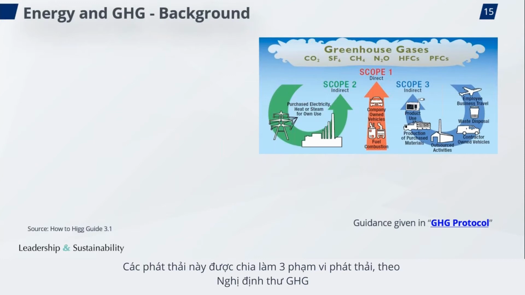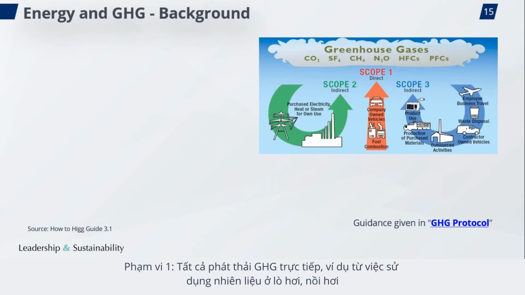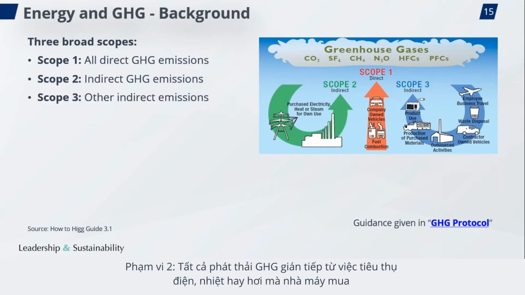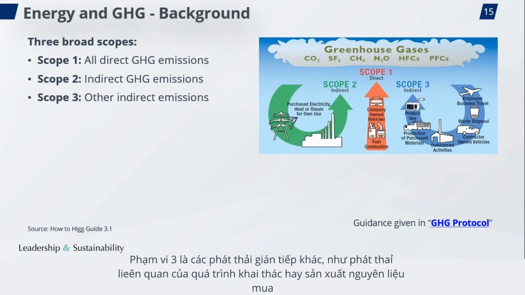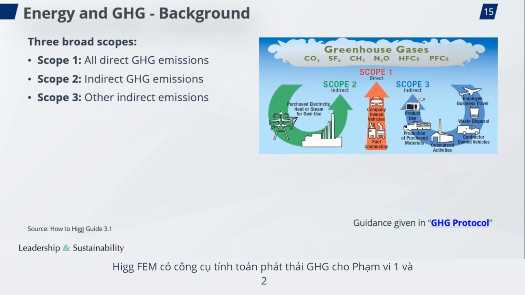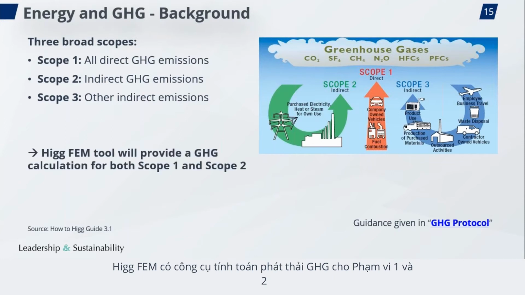So these emissions are divided into 3 different scopes according to Greenhouse Gas Protocol. Scope 1 are all direct greenhouse gas emissions, for example, from fuels used in boilers. Scope 2 are all indirect greenhouse gas emissions from consumption of purchased electricity, heat or steam. And then we have scope 3. Those are all other indirect emissions, such as the extraction and production of purchased materials and fuels, transport-related activities in vehicles not owned, etc. And the Higg FEM tool provides also a greenhouse gas calculation for both scope 1 and scope 2.